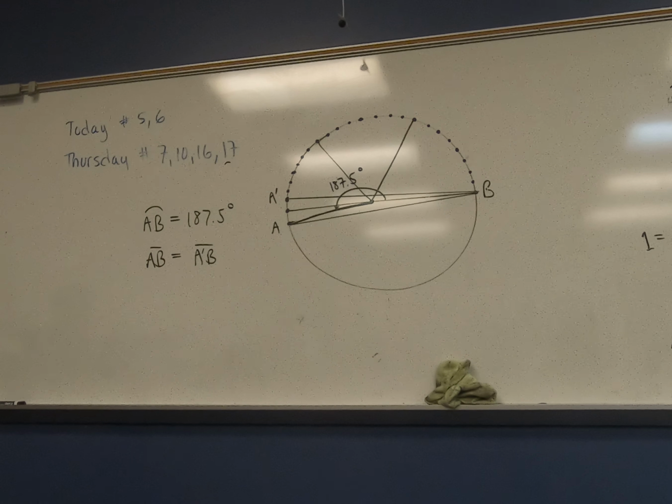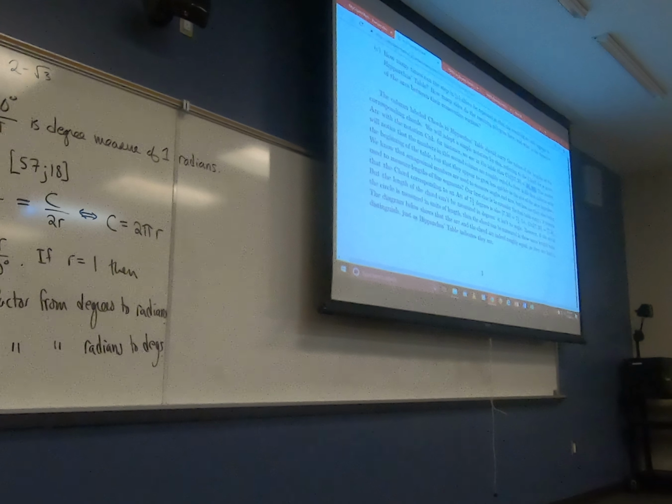The column labeled chords in Hipparchus's table should carry the values of the lengths of the corresponding chords. We will adopt a simple notation referring to the chord, so the chord of this many degrees. The arc is this many degrees for that chord, right? So notice the chord is always going to be a little bit shorter than the arc, right? So the arc is 37.5 degrees, and the chord is only 36 5/6 degrees. Readers will notice the numbers are roughly equal to those in the first column near the beginning of the table, but they appear as the size of the arc increases.